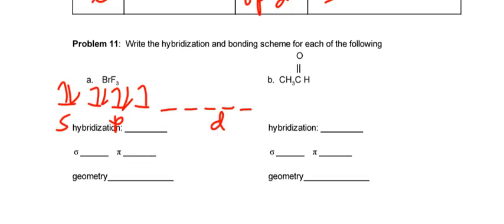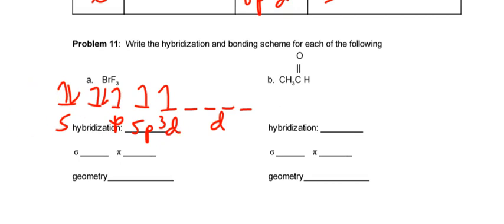So there's my optional D. I'm going to promote one of those electrons into the D. So my hybridization is sp3d. How many sigma bonds do I have? I don't have any yet. If I were to actually draw, let's draw this now.